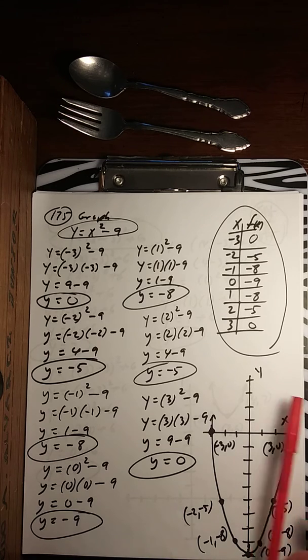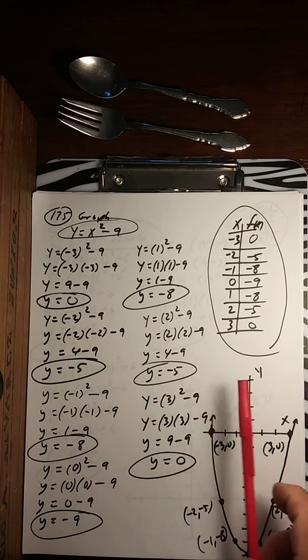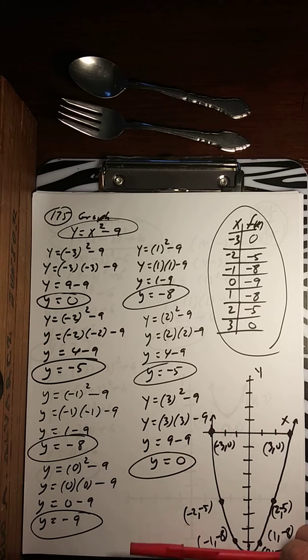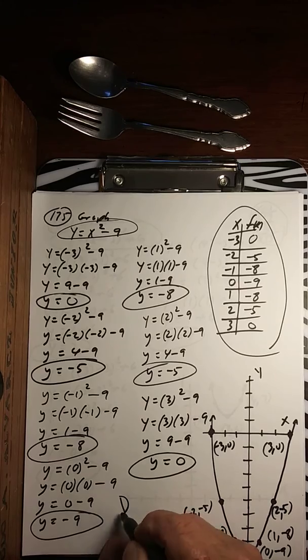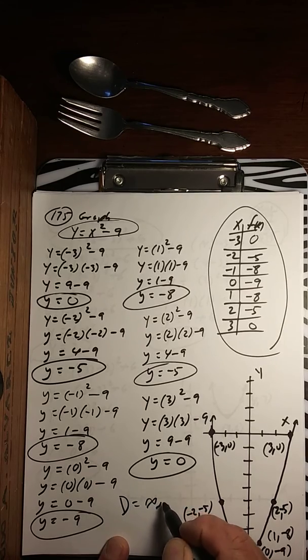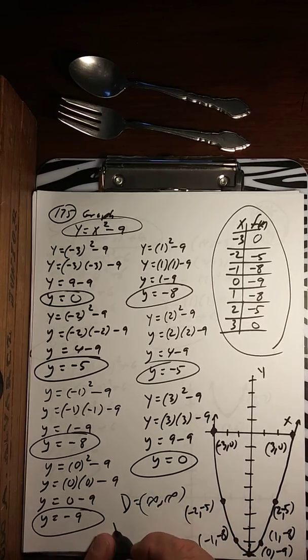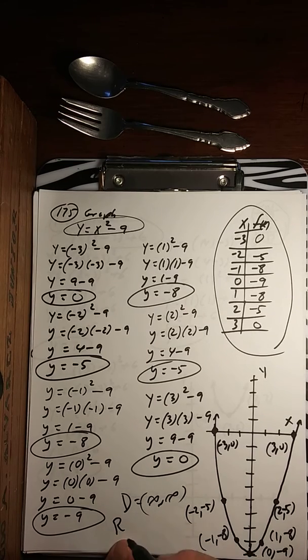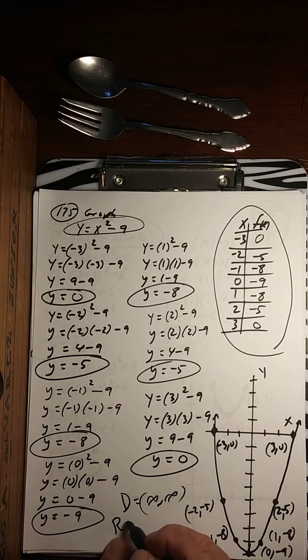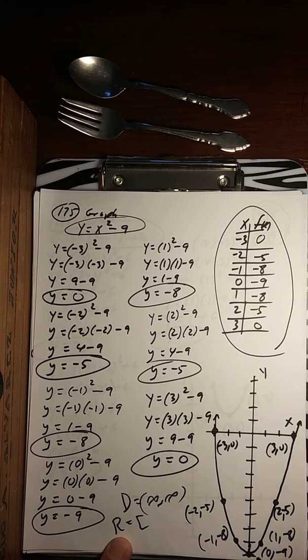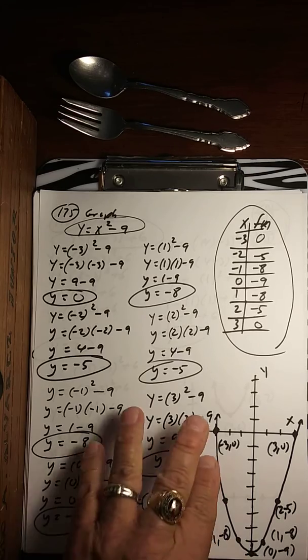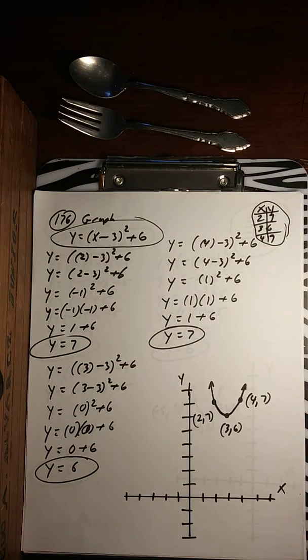Domain is negative infinity to infinity. And the range is from where? Let me write that down just because. The domain is negative infinity to infinity. And the range is from the lowest part, the bottom, it's going to go where? From negative 9 to infinity, like that. Okay? Alright, next one.